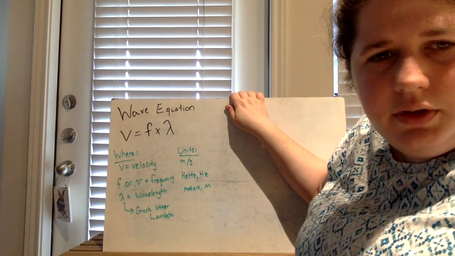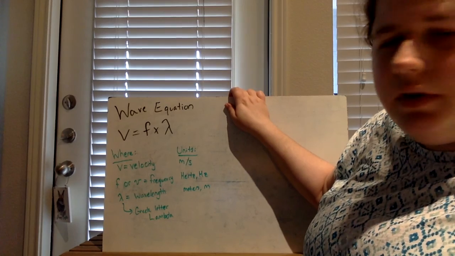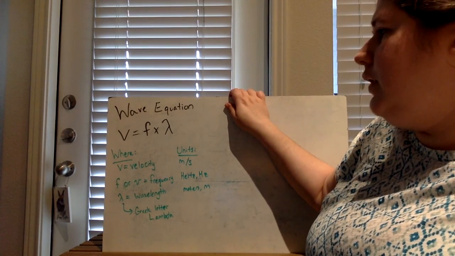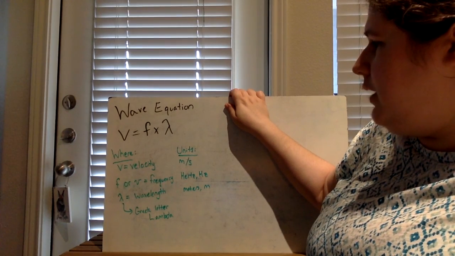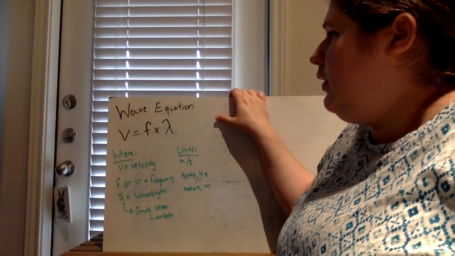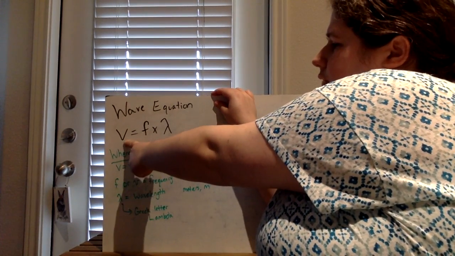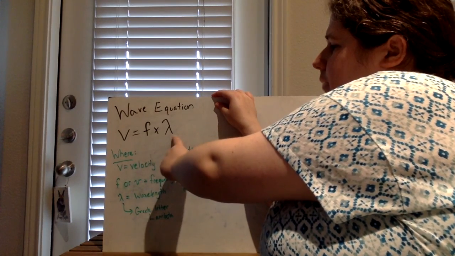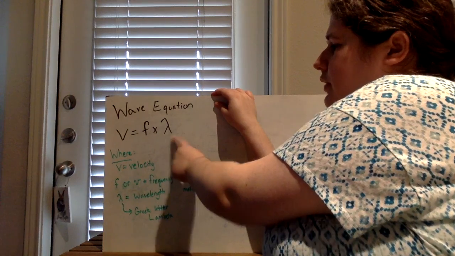All right, so today we're going to be going over how to use the wave equation. We started going over the wave equation back in early February, but everybody needs a little bit more practice on it. Okay, so the wave equation is represented by v equals f times lambda. Velocity is equal to frequency times wavelength.